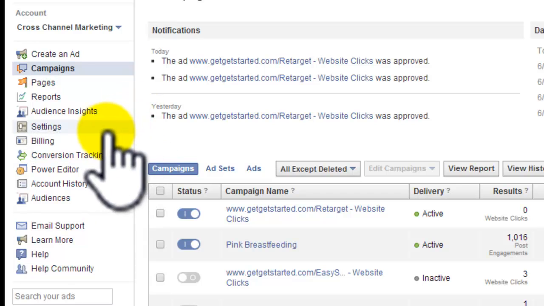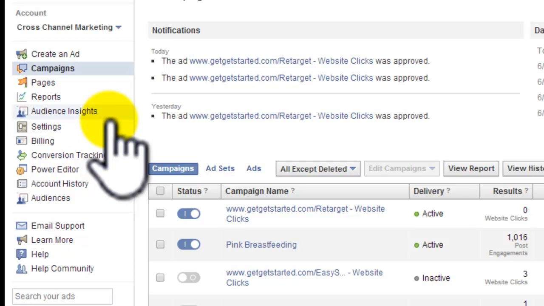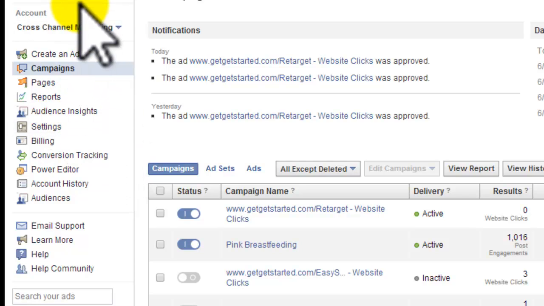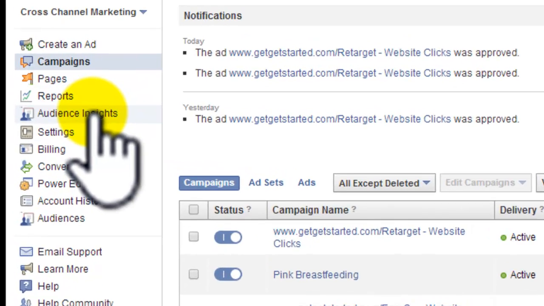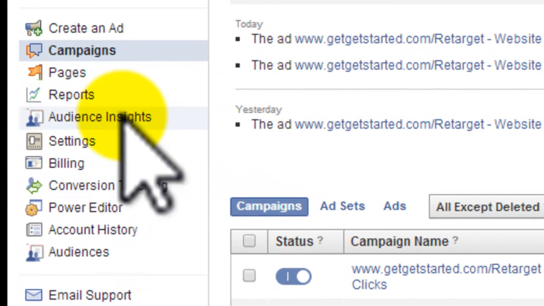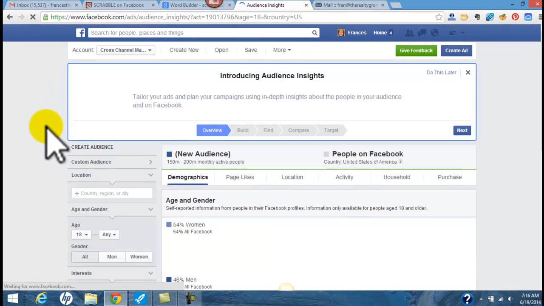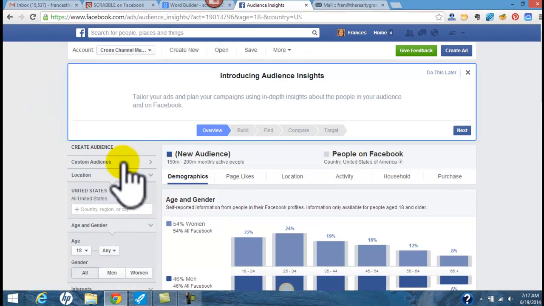Let's build a custom audience in Facebook for a new real estate campaign. Now let's go to our Facebook Ad Manager and click on Audience Insights. We have some really neat new tools here that let us do something really exciting. We're starting out with a real broad audience in the United States. We're going to drill down.